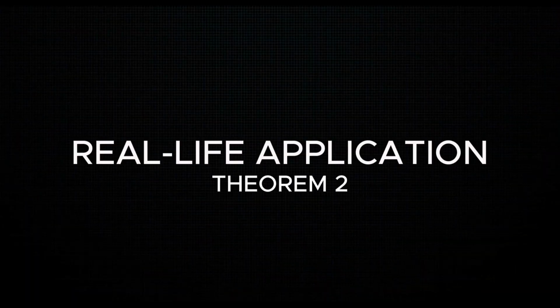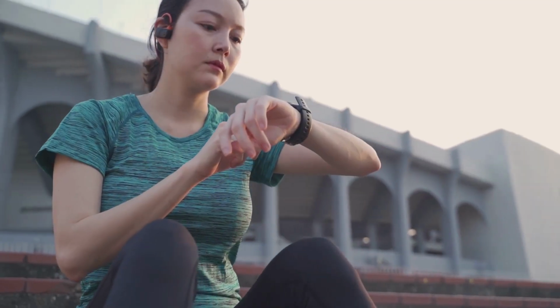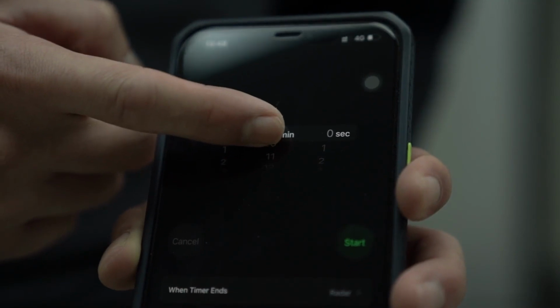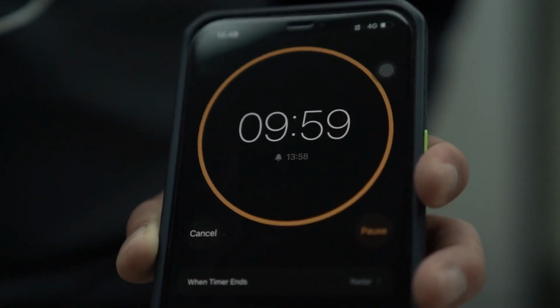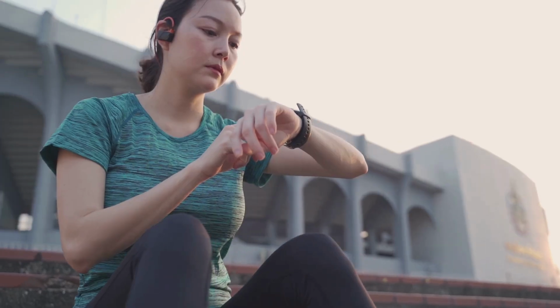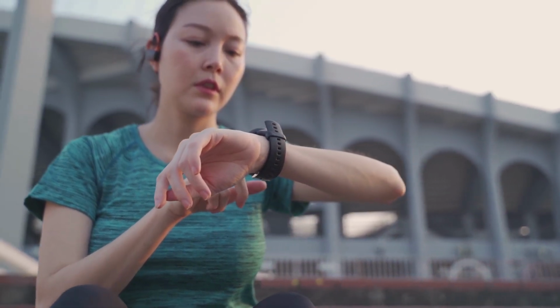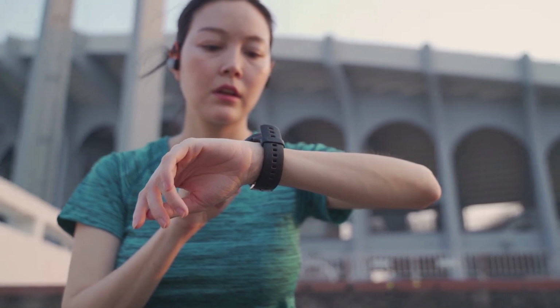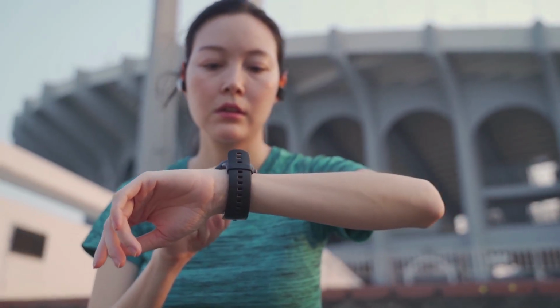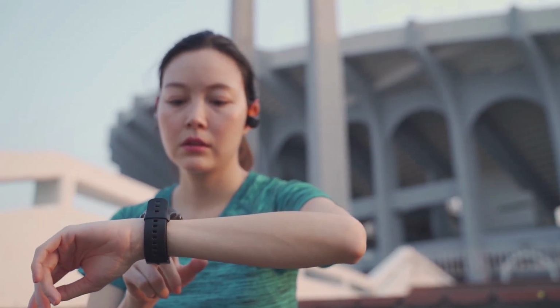For a real-life application of Theorem 2, imagine you're tracking time in minutes. At exactly 10 minutes, your stopwatch reads 10. The value of the function is just equal to the input. So, if time is approaching 10, the value also approaches 10. So, this is a real-life version of the limit of x as x approaches 10 is equal to 10.